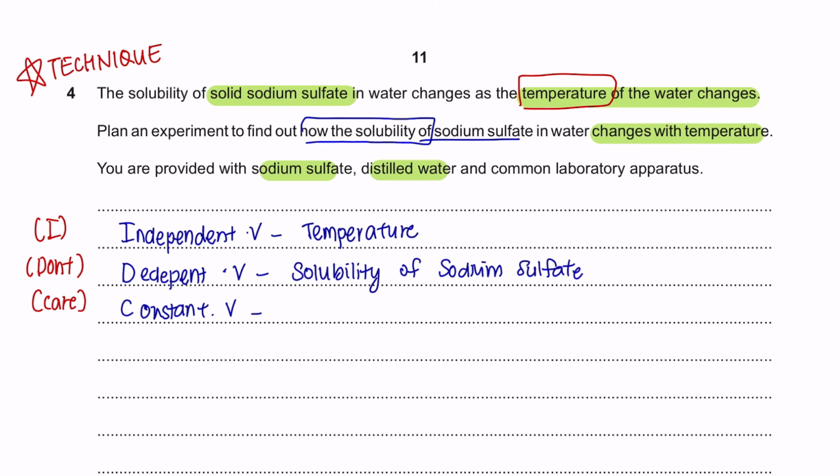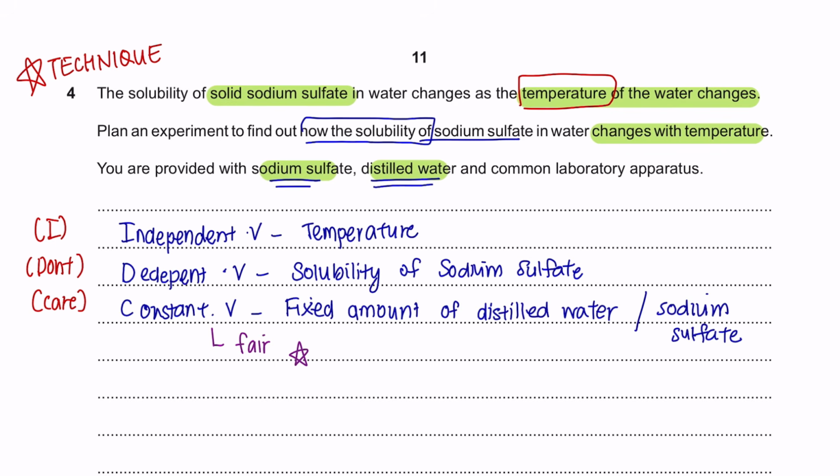And lastly, your constant variable. Your constant variable is what's going to keep the experiment fair, and it's extremely important. It can vary depending on how you conduct your experiment. So to ensure the test is fair, we're going to use the same amount of distilled water and the same amount of sodium sulfate. Now that you have identified your variables, we're going to ensure that we mention all these 3 variables in our experiment.